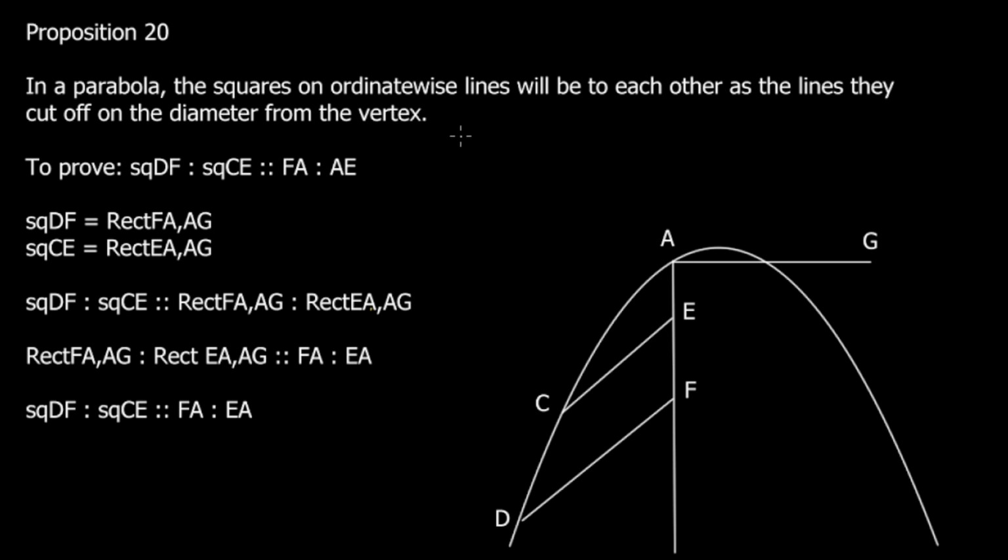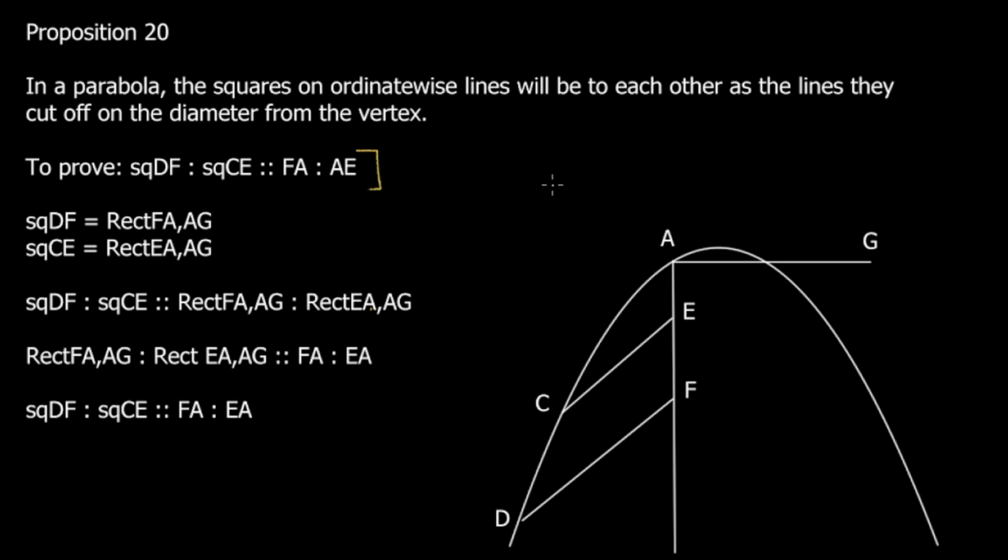In a parabola, the squares on ordinate-wise lines will be to each other as the lines they cut off on the diameter from the vertex. So that's saying the square on CE will be to the square on DF as the line AE is to the line AF. So I already wrote that to prove here.